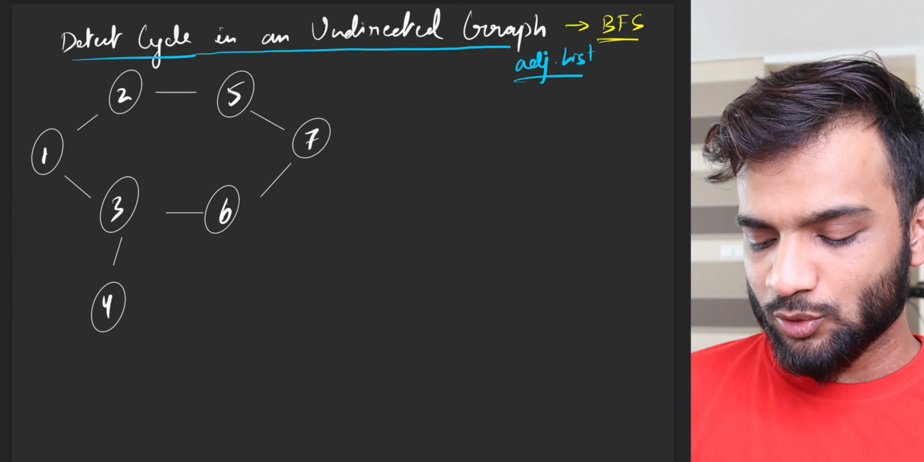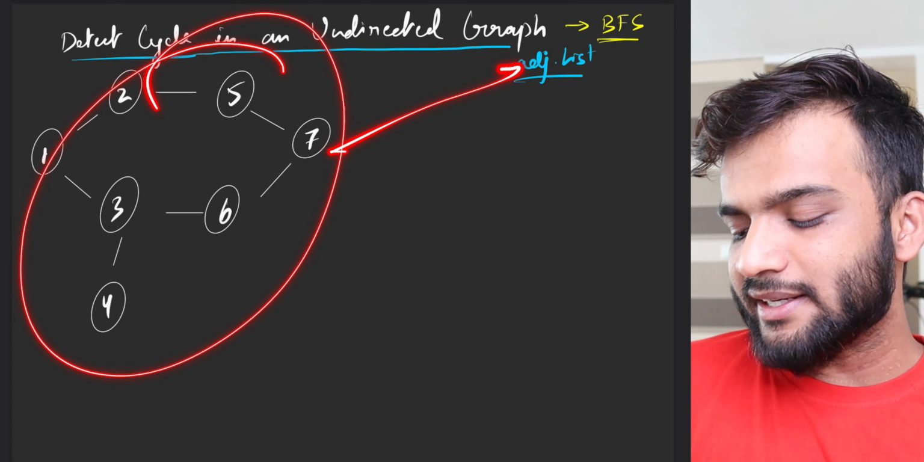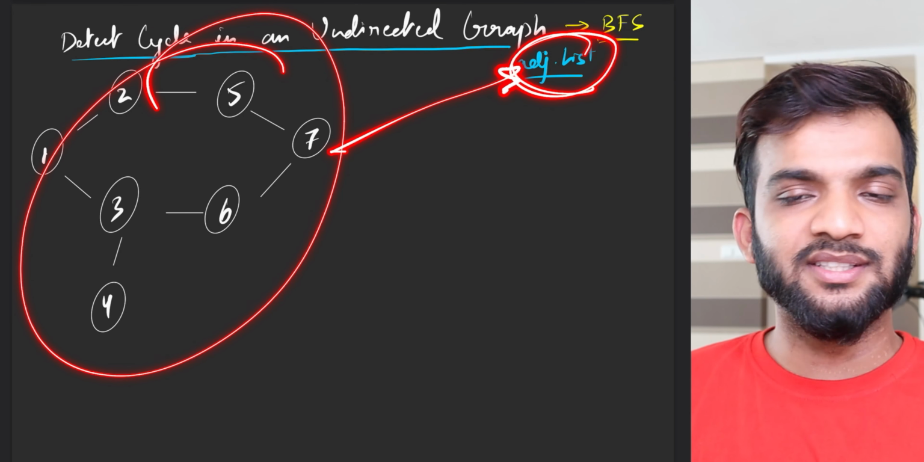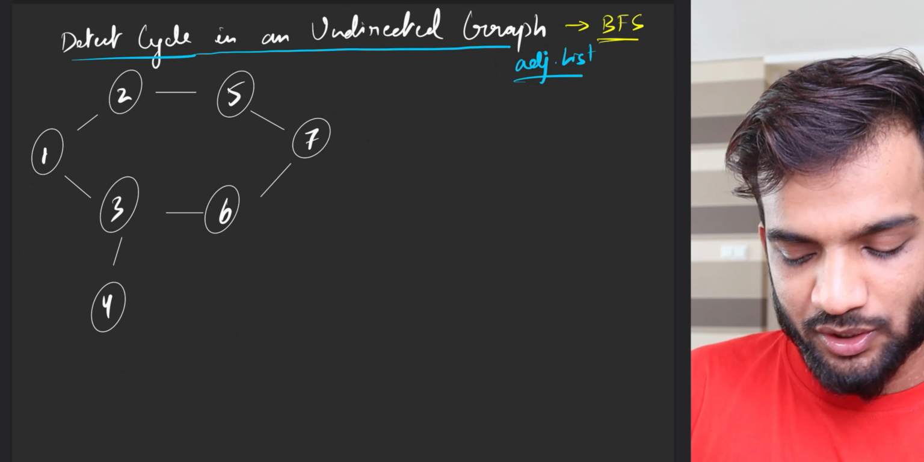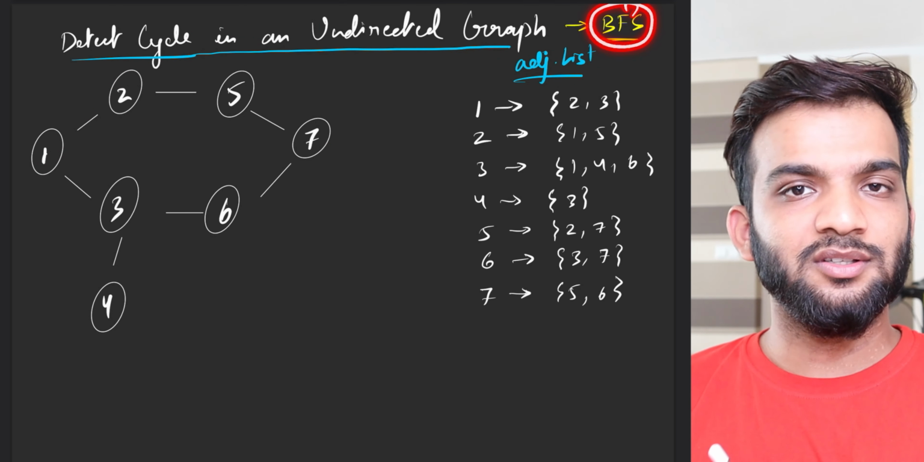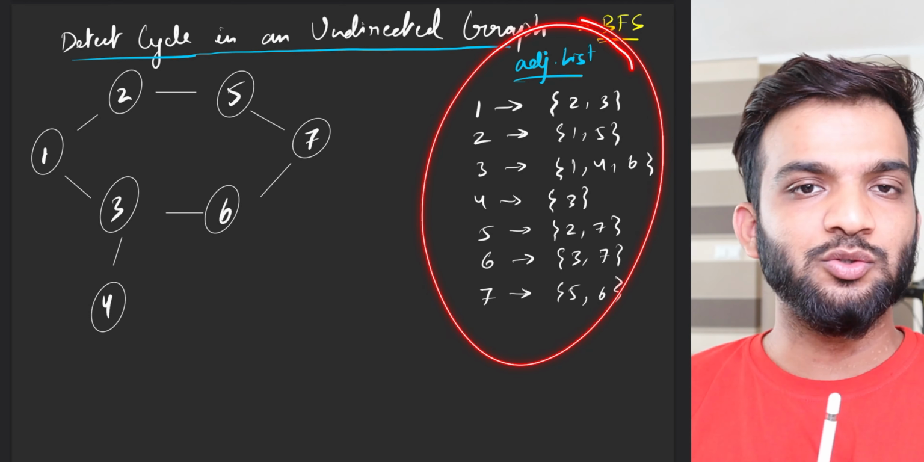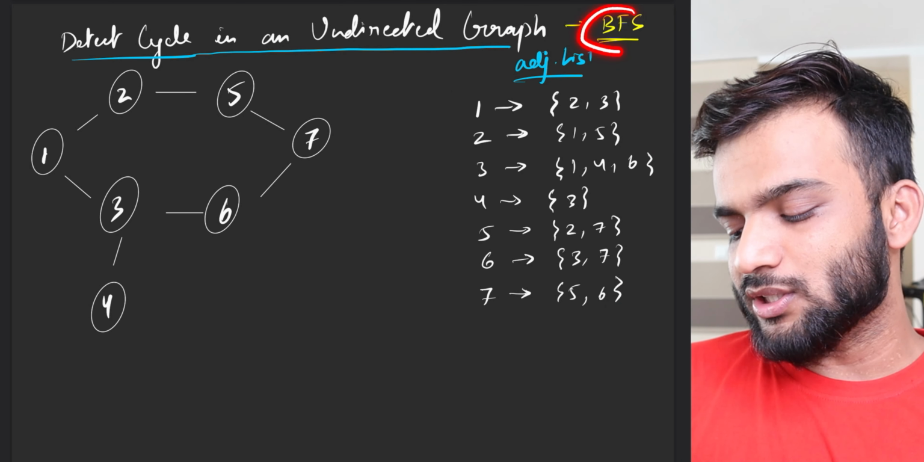But before that, let's do one thing. For this particular graph, create the adjacency list. If you don't know what an adjacency list is, see lecture 2 or lecture 3. So this is how the adjacency list will look. We're going to detect the cycle using BFS.